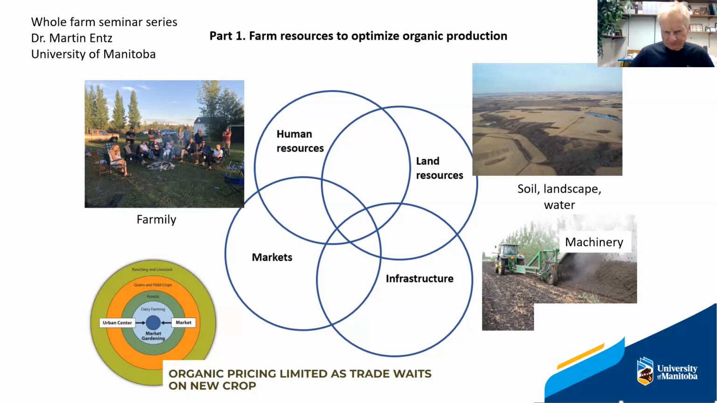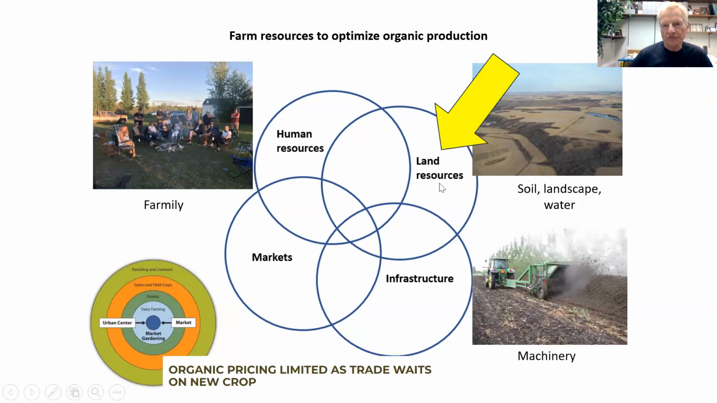And this slide shows four major resource pieces of really any farm enterprise. And I want to talk about each of them individually briefly. We have the land resources. This is so critical, to know what the resource is.